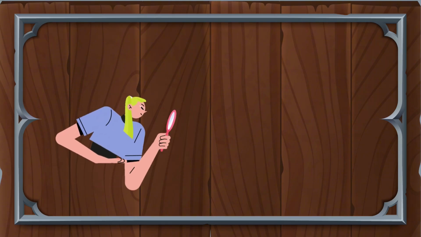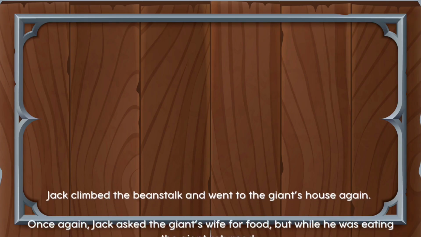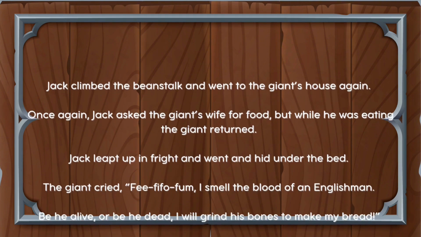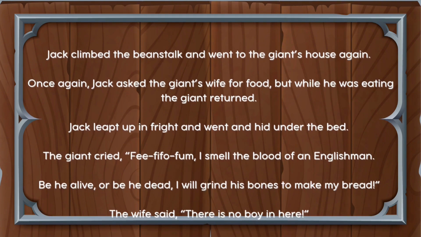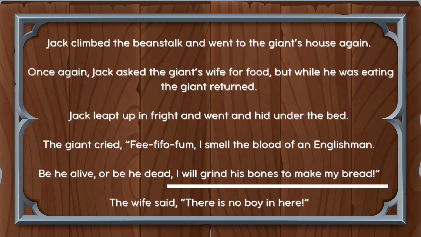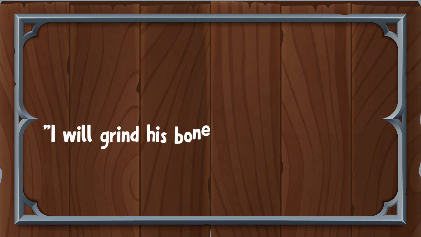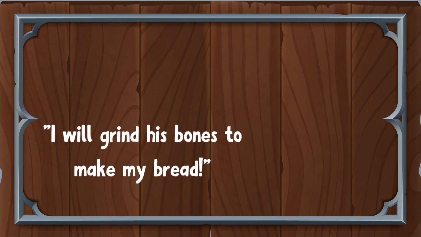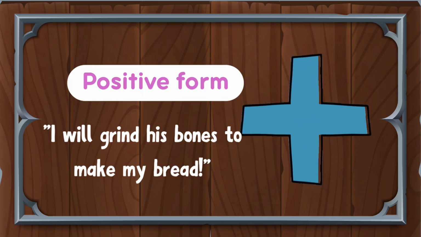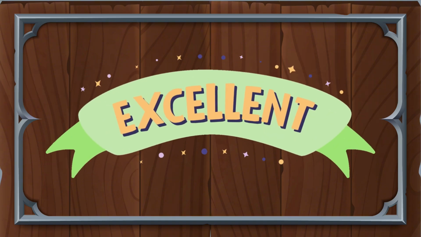Next, peek at part of the fourth paragraph. Do you see a sentence with will here? That's right, it is the same sentence. I will grind his bones to make my bread. This is another will sentence in positive form. Notice how it works the same way as before in the third paragraph. Excellent! Let's keep going.